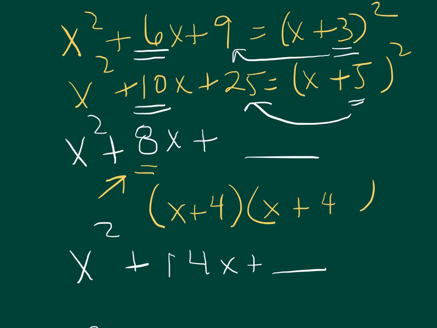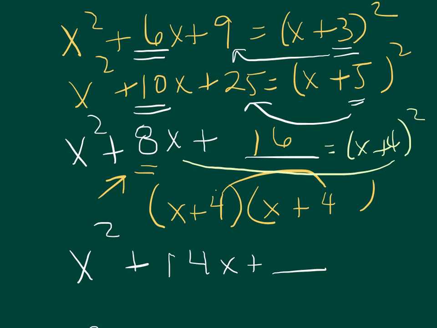So that means that when I FOIL, my last times my last would get me to 16. And let's check it out and see if that's the same relationship. We're saying this is x plus 4 quantity squared. Is this half of that? Yep. Is this squared to get my c term? Definitely. So let's try another one like that here: x squared plus 14x plus something.